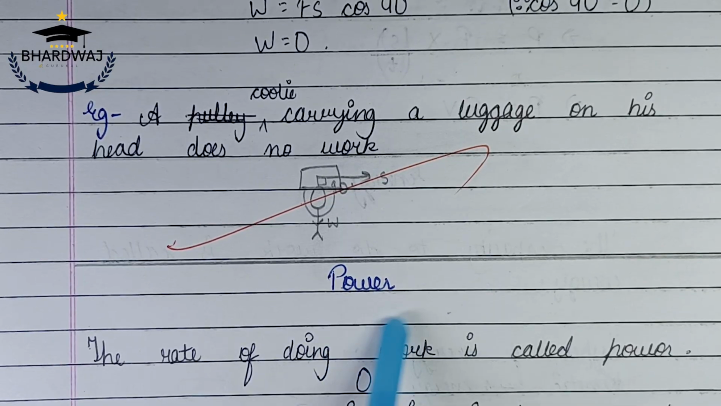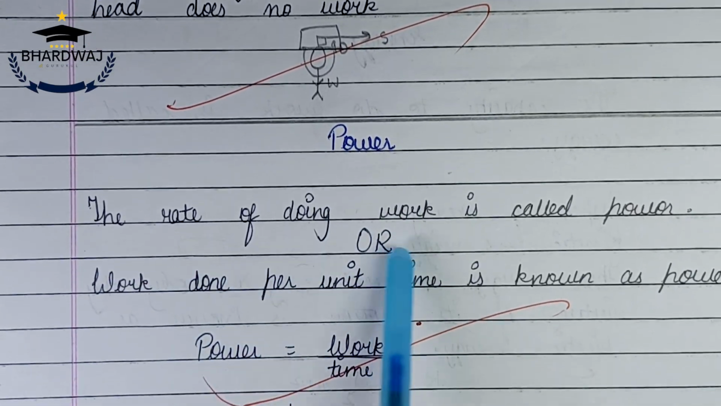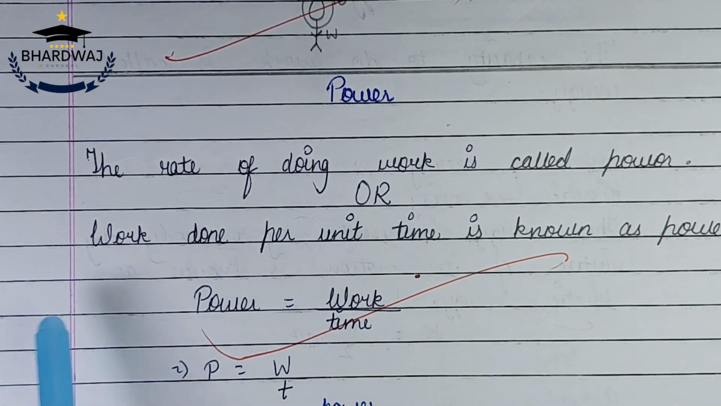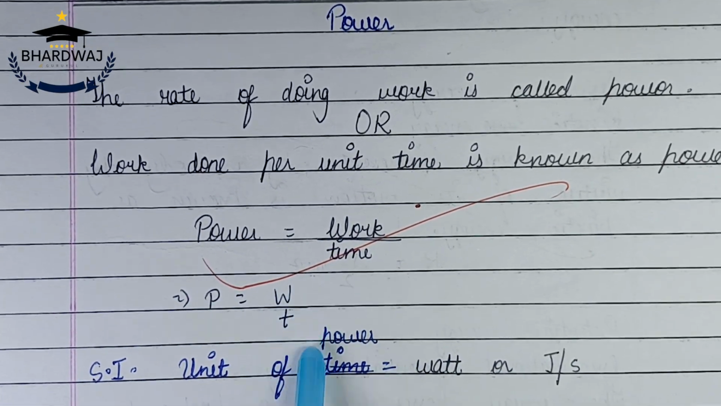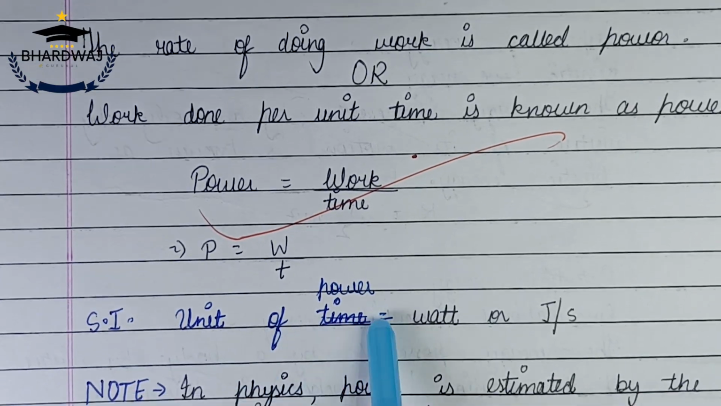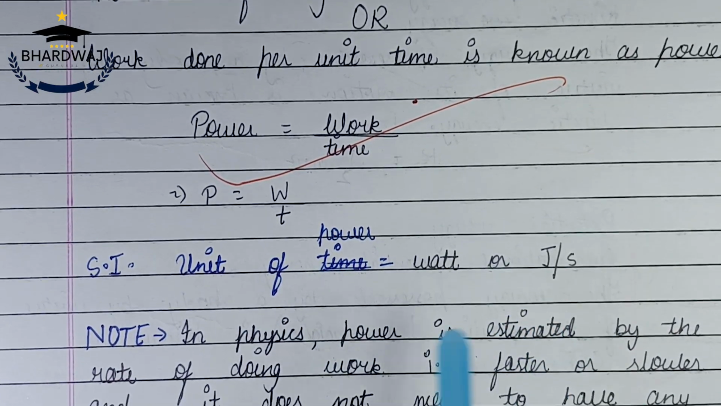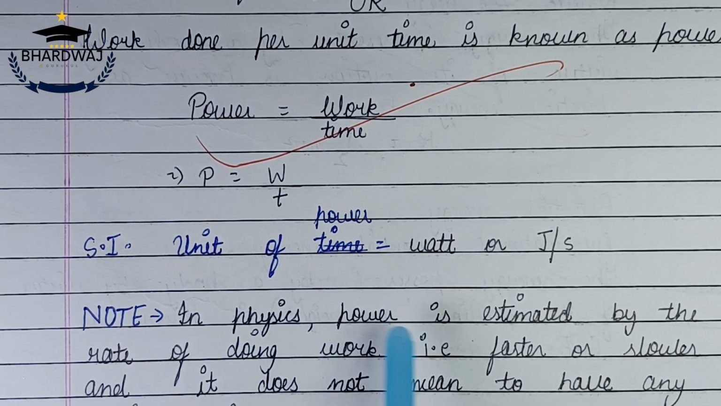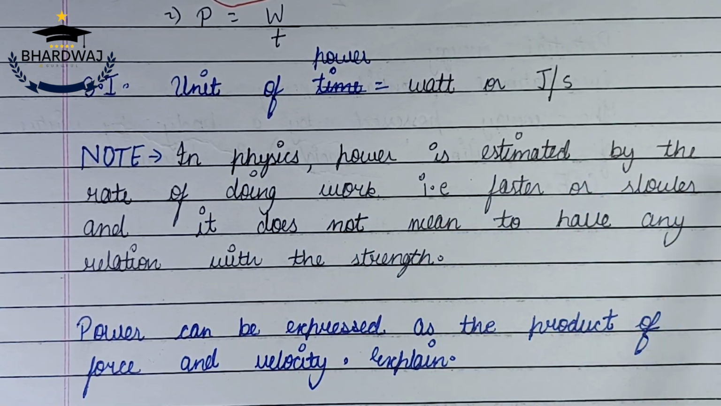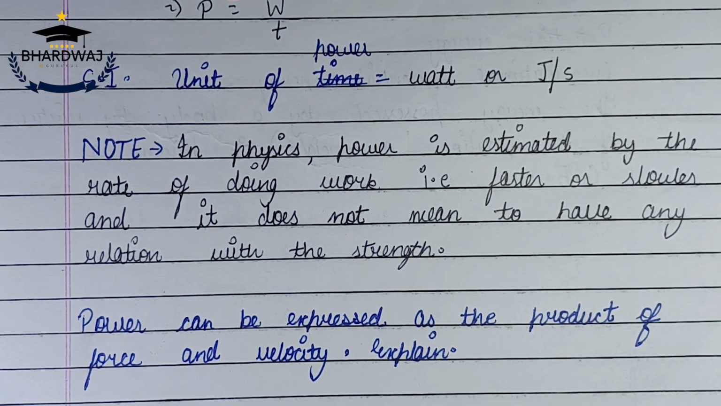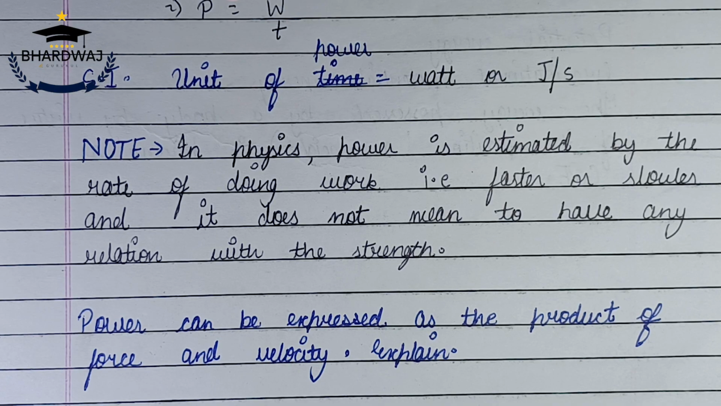Now let's move to the second topic, power. The rate of doing work is called power, or work done per unit time is known as power. So power is equal to work done upon time. SI unit of power: watt or joule per second. Note point: in physics, power is estimated by the rate of doing work, that is faster or slower, and it does not have any relation with strength. It means if a body has more power than the other, that body is able to do the work faster than the other body.